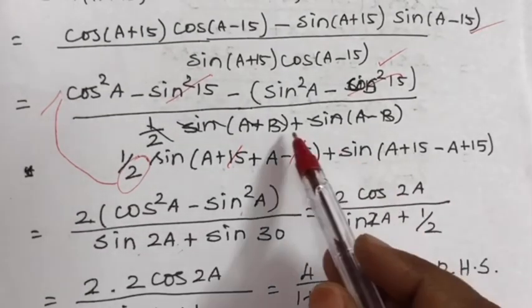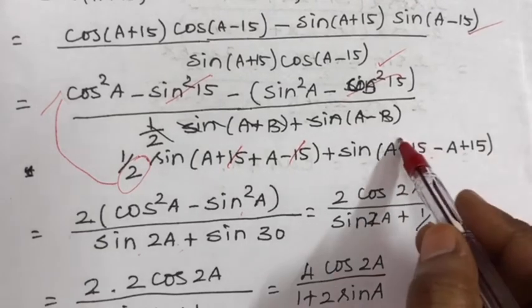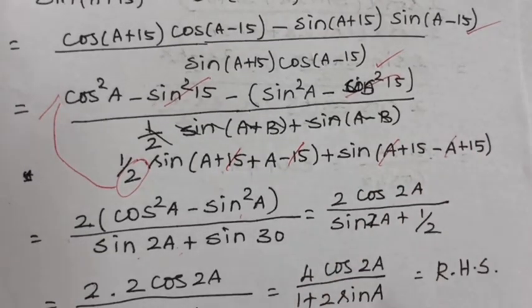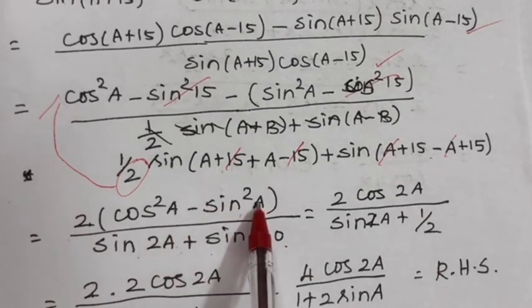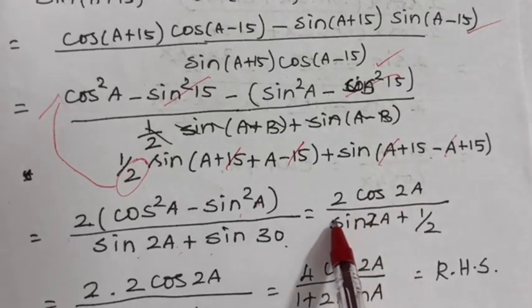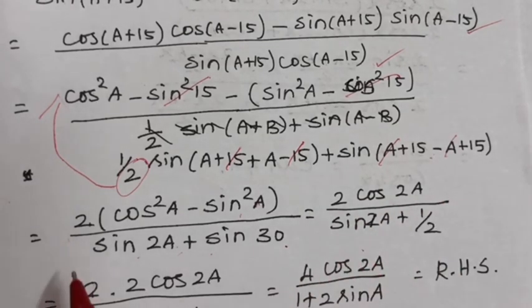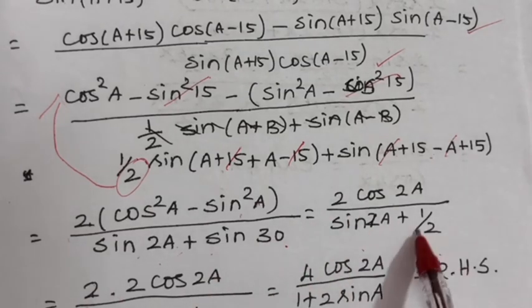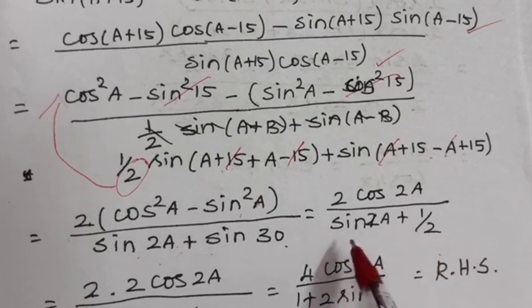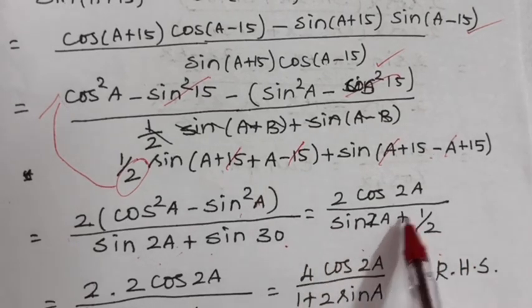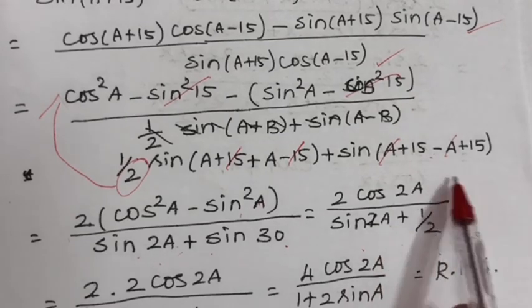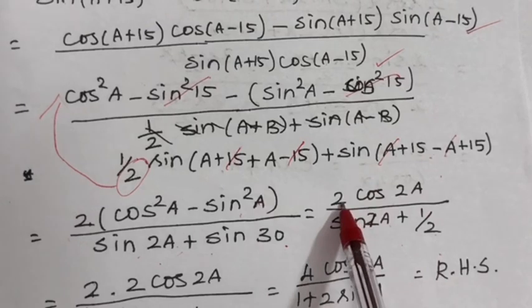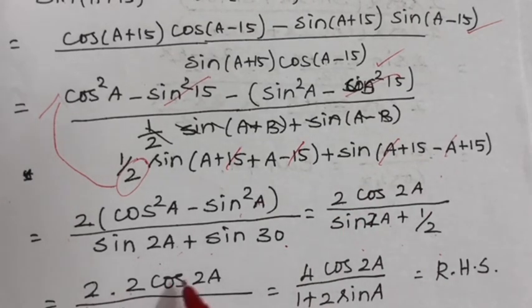Similarly, here sin(a plus 15 minus a plus 15). So a and minus a will get cancelled. I get sin 30. Okay, so cos square a minus sin square a, that is cos 2a. So 2 cos 2a divided by sin 2a plus 1 by 2. Okay, now let's take this 2 as LCM. So denominator 2 sin 2a plus 1, the whole thing divided by 2 will come. I shift this 2 to the numerator. Already I have 2, so 2 into 2 cos 2a.